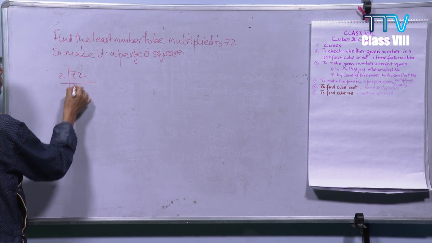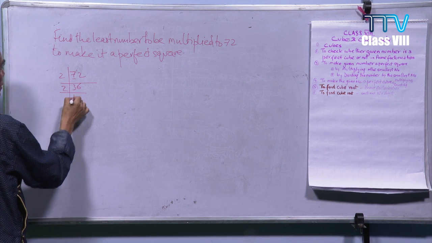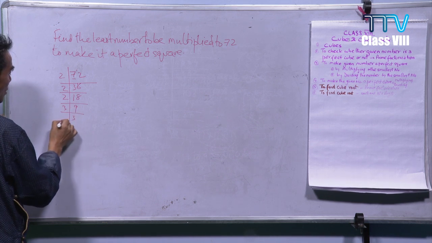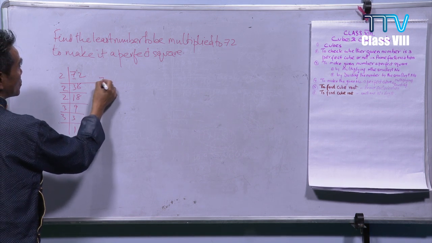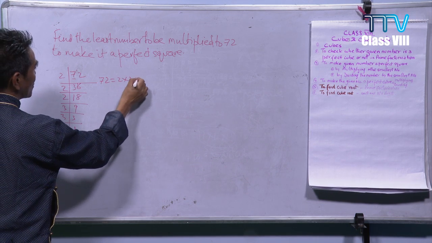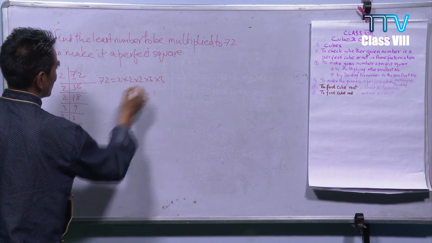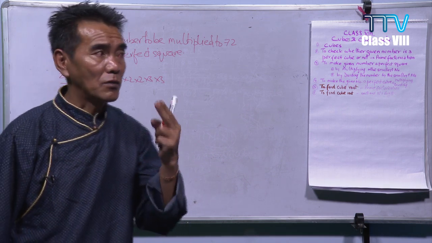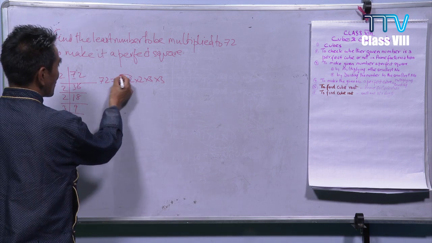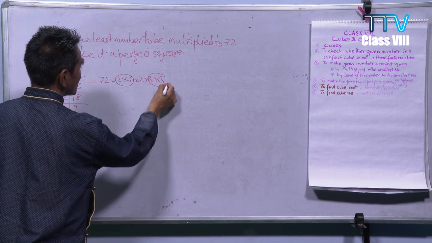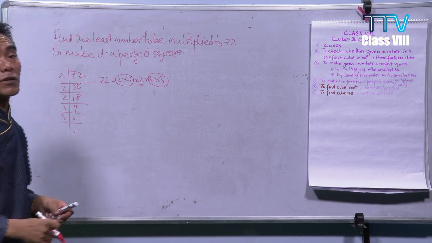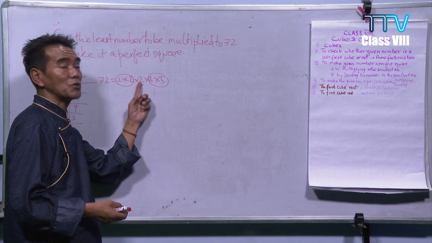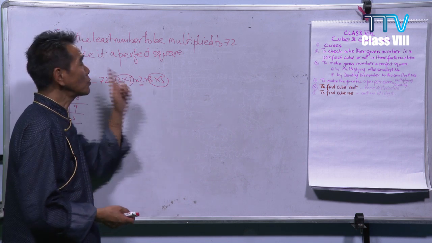72 is equal to 2 multiplied by 2 multiplied by 2 multiplied by 3 multiplied by 3. For a perfect square, the factors must come in pairs. The 3s are paired, but one factor 2 is left over. So the smallest number is 2.